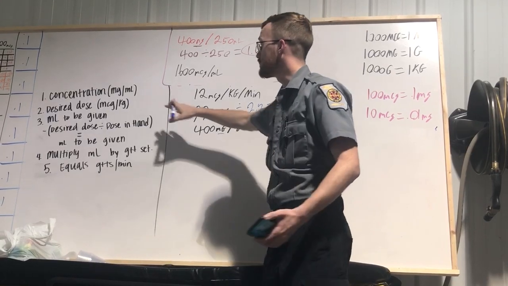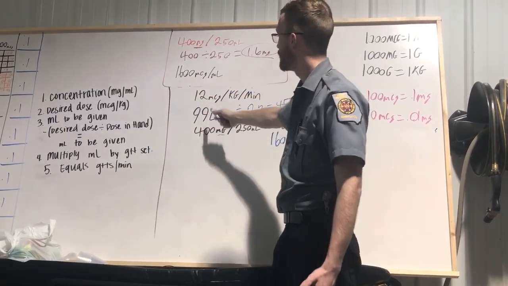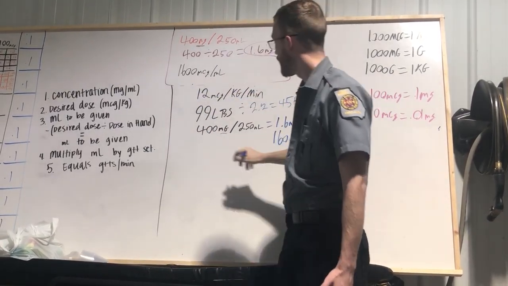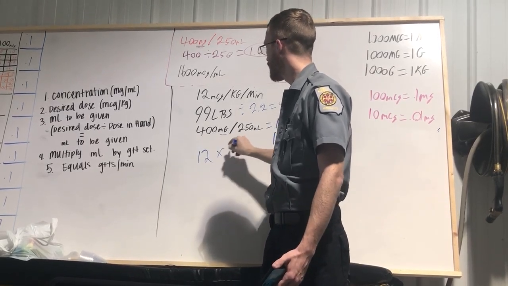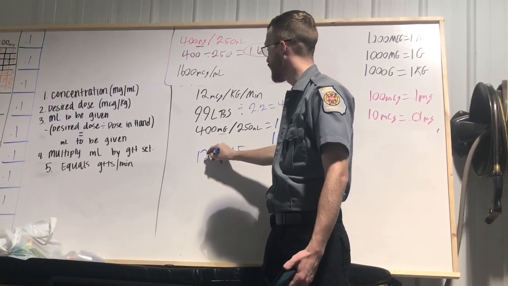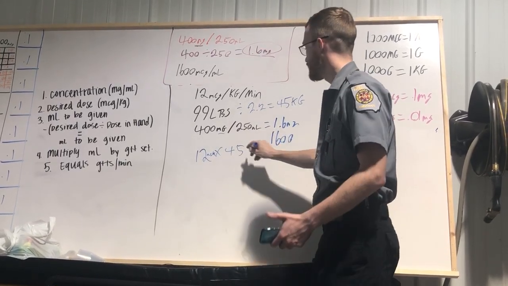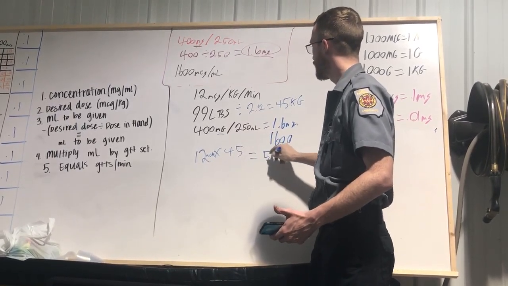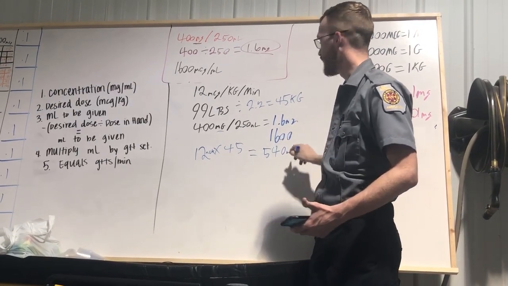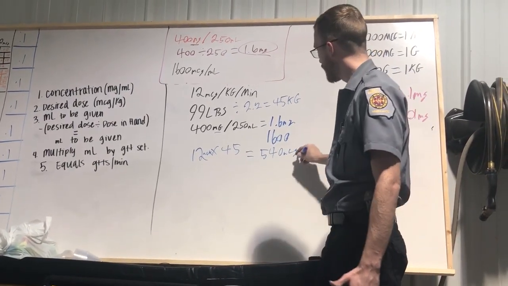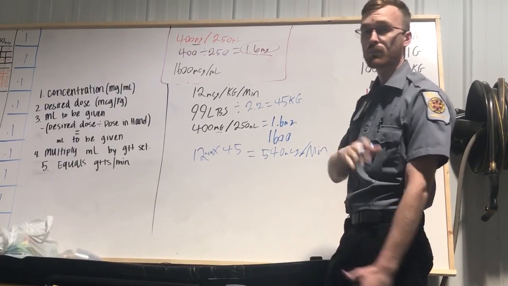So what we have is our desired dose, micrograms per kilogram, so we're going to be doing 12 times 45. So we have 12 times 45, so 12 micrograms. And that is going to equal 540 micrograms. That's 540 micrograms per minute.